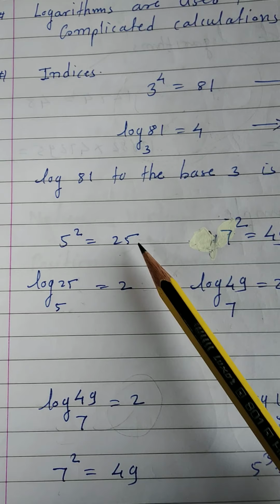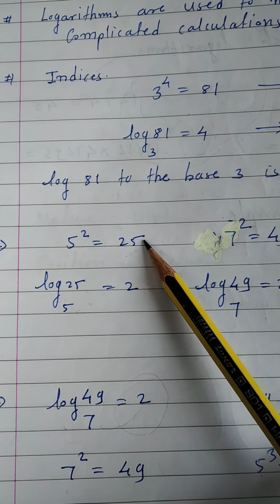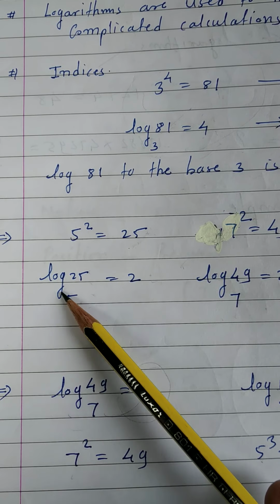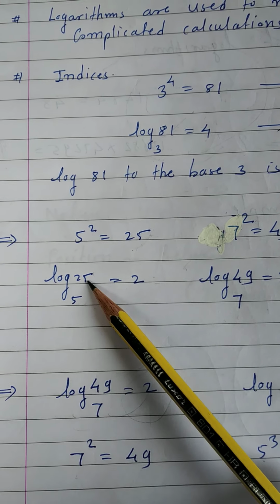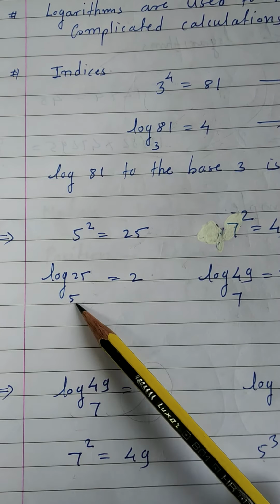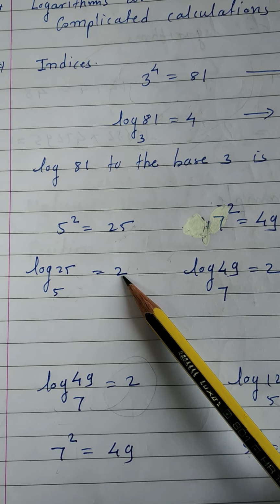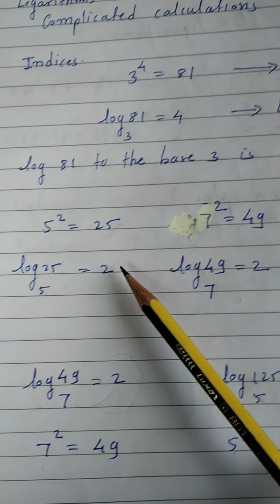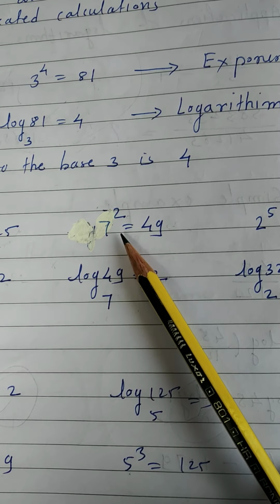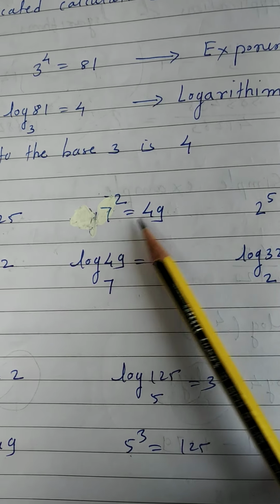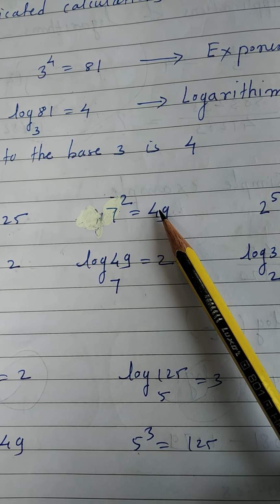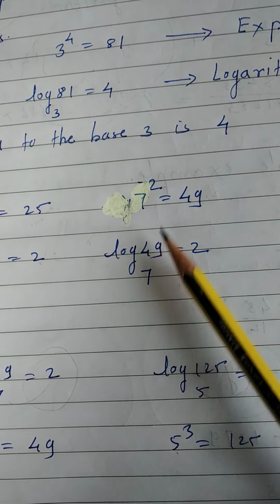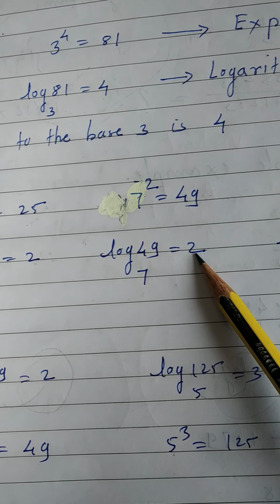I'll go for some applications. 5 raised to 2 we all know, which is 25. So this is exponential form. How will you express this in terms of logarithmic form? Log of 25 to the base 5 is equal to what? 2. इतना ध्यान में रखो कि जो यहाँ पे पावर होती है वो आंसर बन जाता है. ठीक है, वैल्यू बन जाती है, उसकी सॉल्यूशन बन जाता है. 7 raised to 2 is what? 49. So this is exponential form. How will you write this in logarithmic form? Log of 49 to the base 7 is equal to 2.